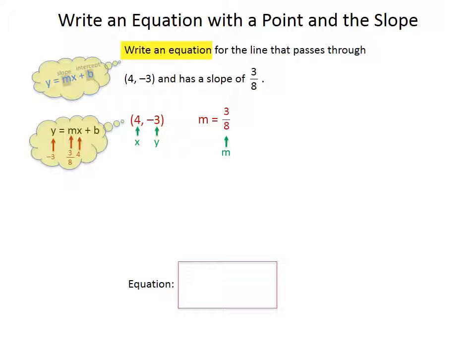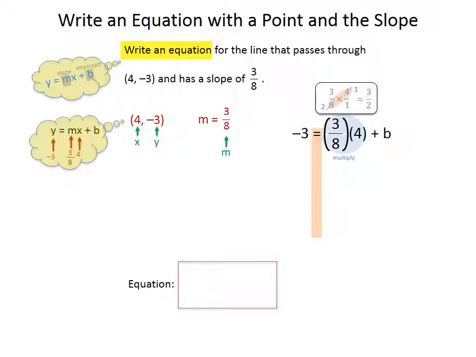So let's write those in. -3 equals 3/8 times 4 and then plus b. If we zero in on the equal sign, we're going to notice that the right side is a little heavy and we should multiply first. We'll multiply the fraction times 4. I've got a little scratch pad here for 3/8 times 4 if you would like to see how to do that by hand. Otherwise you can use a calculator and find that 3/8 times 4 is 3/2.